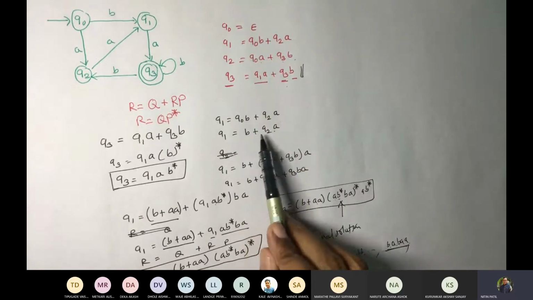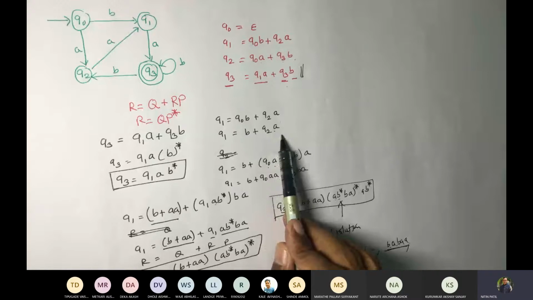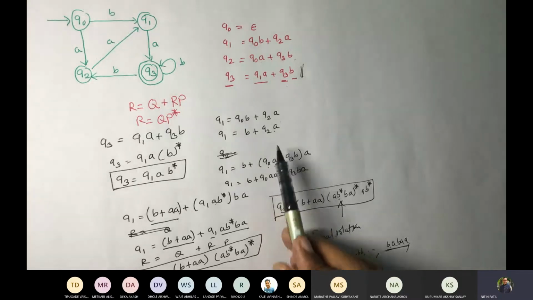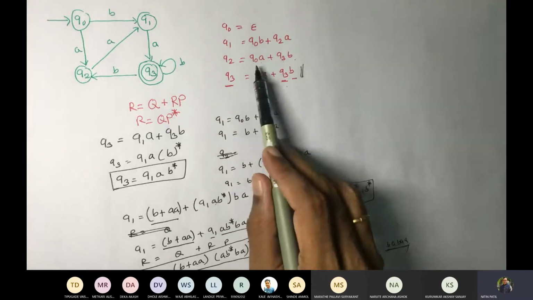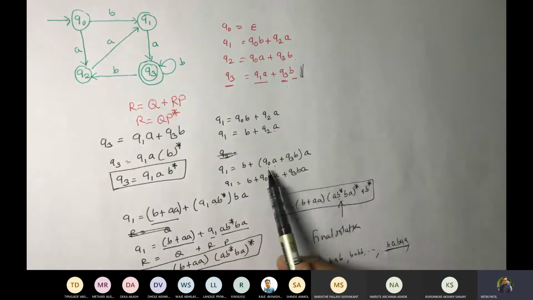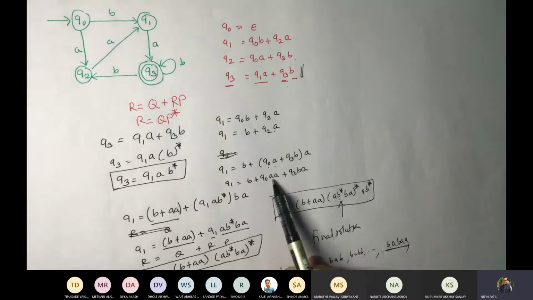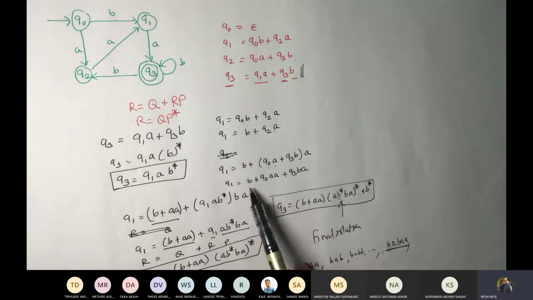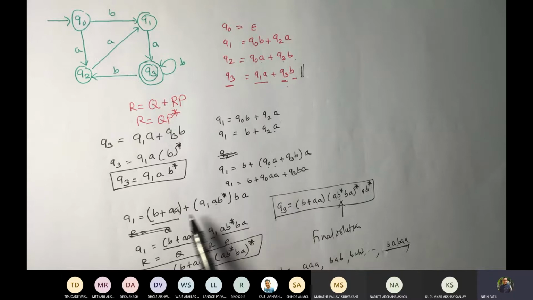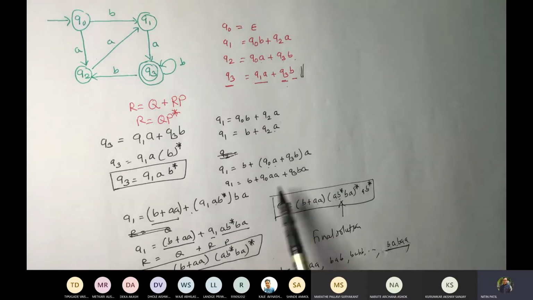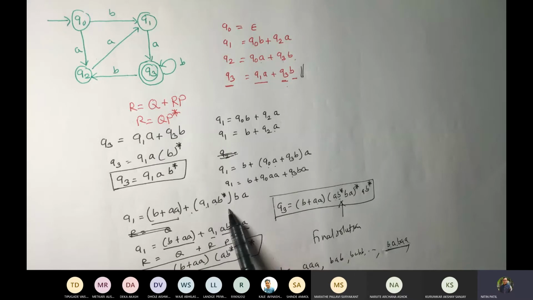So I will get B plus Q2A. Correct. Now if I try to put the value of Q2 as Q0A plus Q3B, so I have added that value here. Q0A plus Q3B. Then I simplified using the regular expression property: Q0AA, Q3BA. So I wrote this. Now I know that the value of Q0 is epsilon, so I wrote B plus AA plus the value of Q3. I put Q1 AB star, this one, and then this.